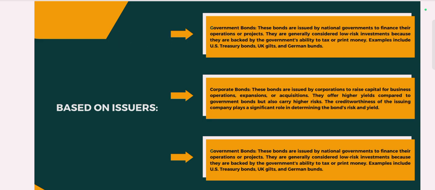Government bonds. These bonds are issued by national governments to finance their operations or projects. They are generally considered low risk investments because they are backed by the government's ability to tax or print money. Examples include US Treasury bonds, UK gilts and German bonds.